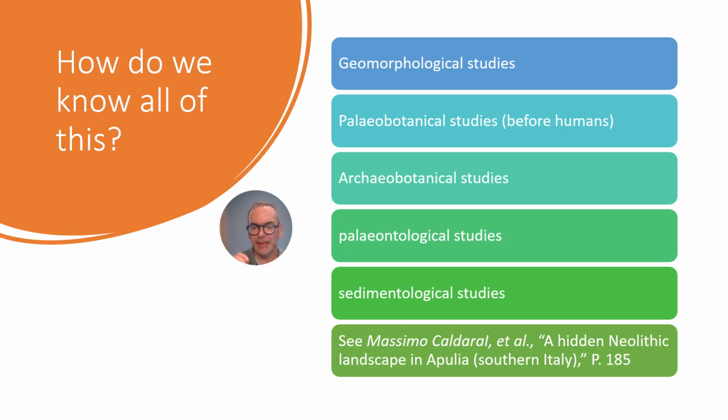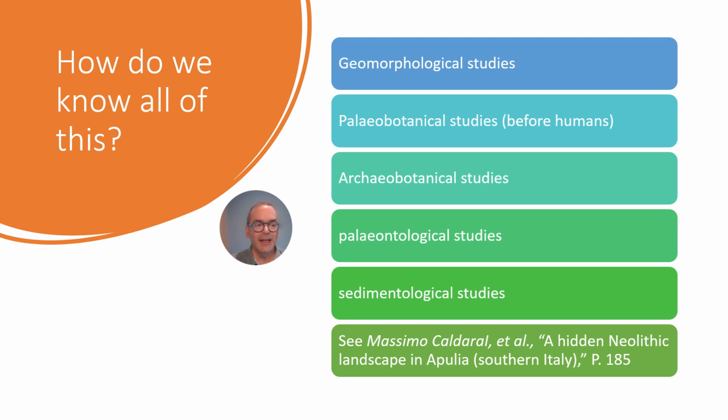And before we start looking at the actual evidence of this, we want to know, how do we know all about the Neolithic? There's a number of different research areas you can look at. So there's something called geomorphological. That's where you're looking at really the earth, how the ground looks over time and so on. We've got paleobotanical studies. These are really the study of plants before humans. So you can look at this in the pre-Neolithic period to see what was actually there.